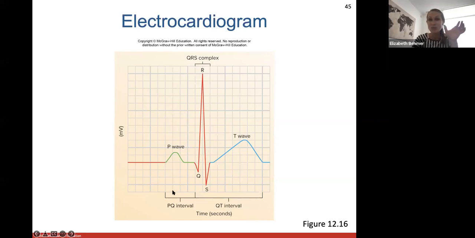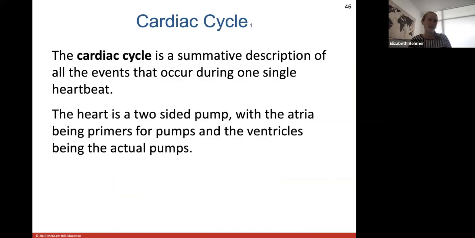So medical professionals, people who read ECGs for a living, monitor these intervals between the P and the R complex. We call that the PQ interval. And if that interval is longer or shorter than it should be, it would indicate that there's some sort of problem in the heart's electrical activity. So that's the electrocardiogram, and we kind of got through that at the end of last time. I just wanted to review that briefly before we get into the cardiac cycle now.